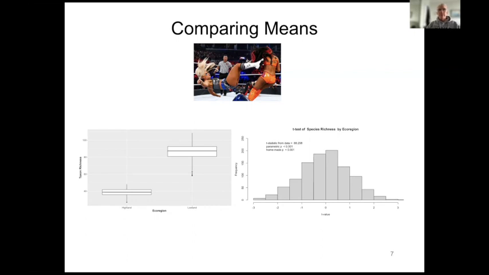We look at the difference. We test the null hypothesis. What was the chance of getting these data if the null was true, the null of no difference in the means? The chance was like zippo.